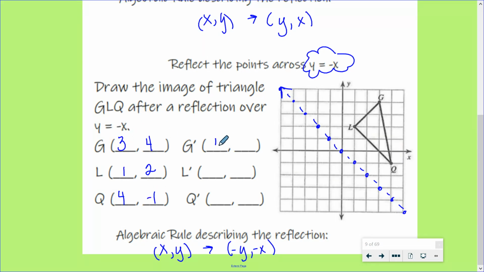So I'm going to switch them and then make them opposites. So G prime is going to be at negative 4, negative 3. And L prime will be negative 2, negative 1. And Q prime will be 1, negative 4. And let's see if it looks like the mirror image. Sure does. And that's how you reflect over lines with a slope.